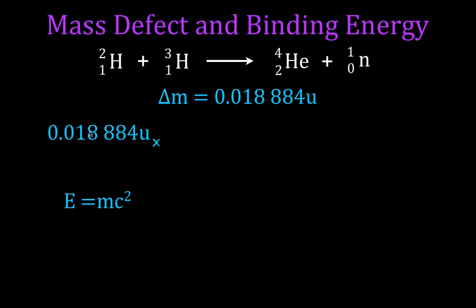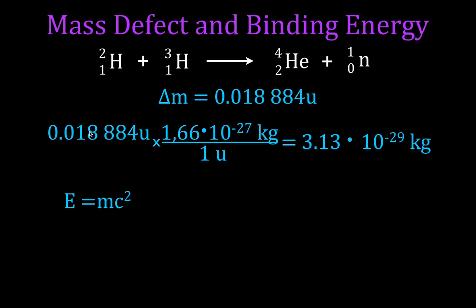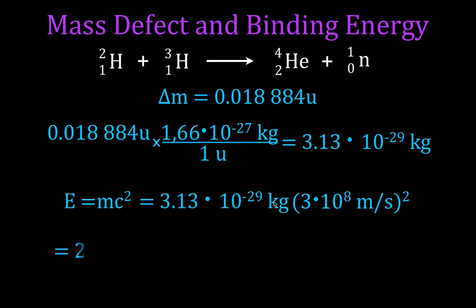We're going to convert that because we know that these are all just constants. This is all just unit conversion. One atomic mass unit is 1.66 times 10 to the minus 27 kilograms. That gives us 3.13 times 10 to the minus 29 kilograms. This is our mass defect in atomic mass units. This is the equivalent amount of mass in kilograms. So it's the same thing. We're just converting from one unit of mass to another unit of mass. And then we can just plug that into our equation here, 3.13 times 10 to the minus 29 kilograms, multiplied by the speed of light squared, and we get that the mass defect converted into energy in joules is 2.82 times 10 to the minus 12 joules.